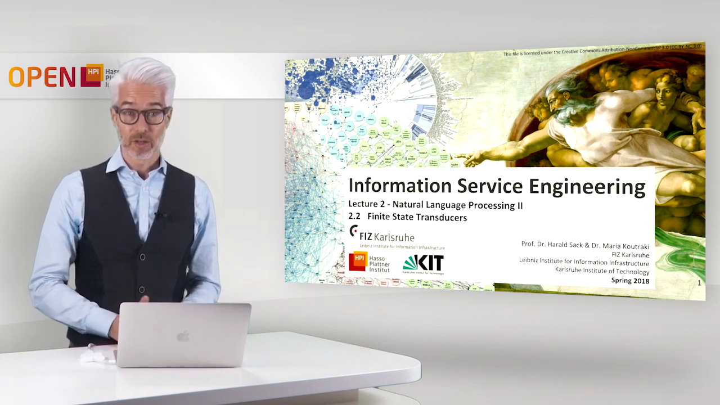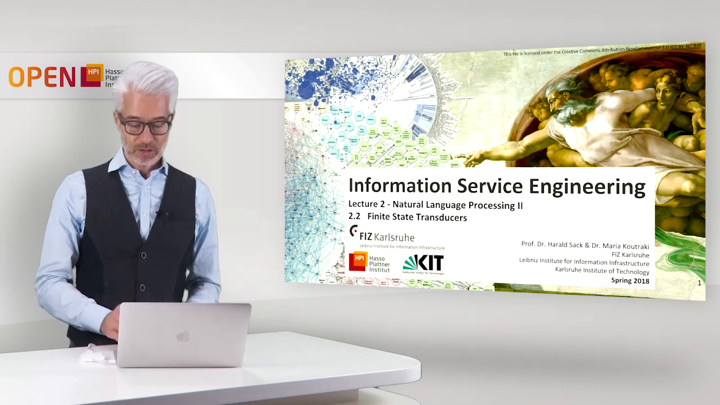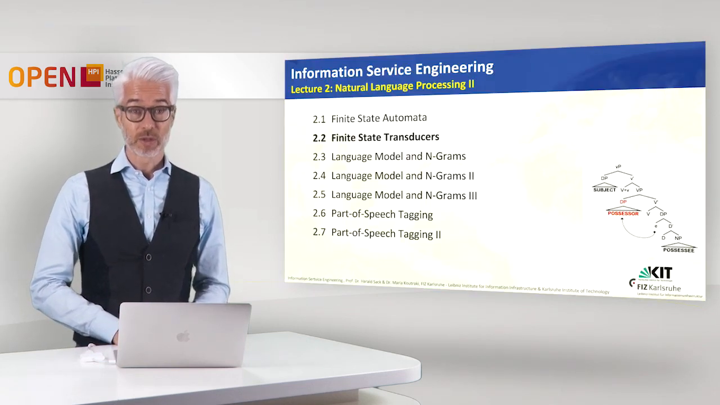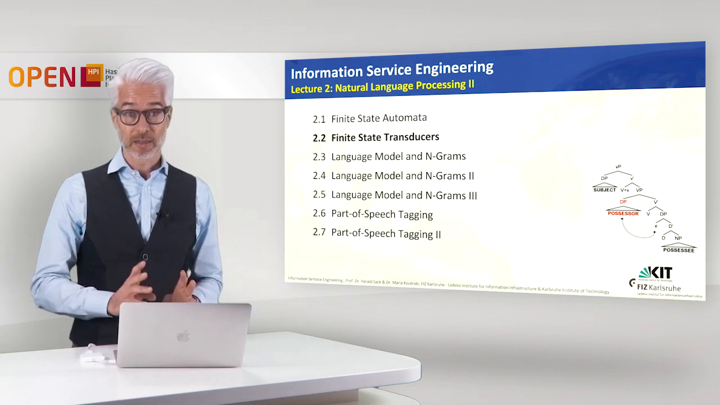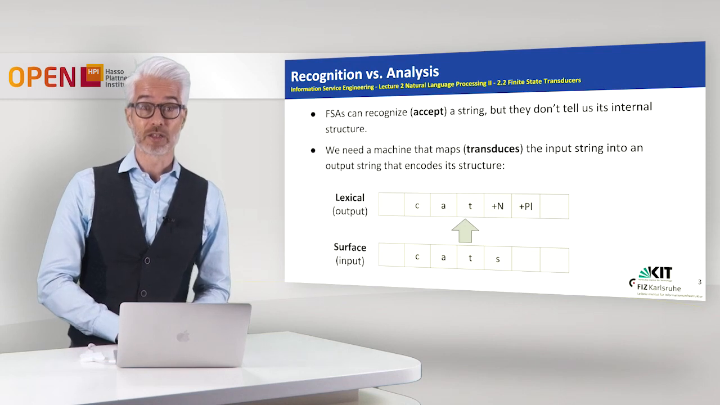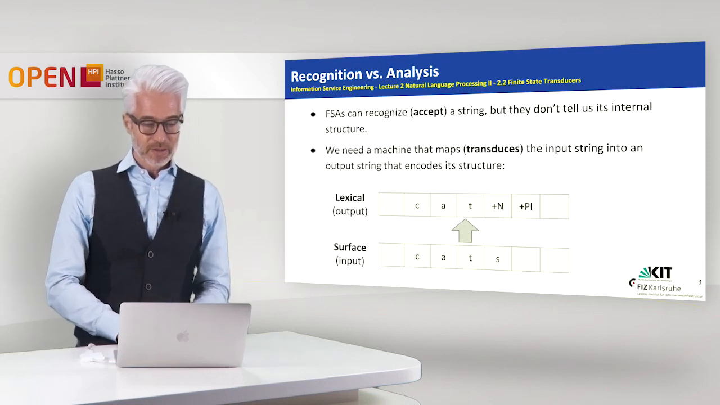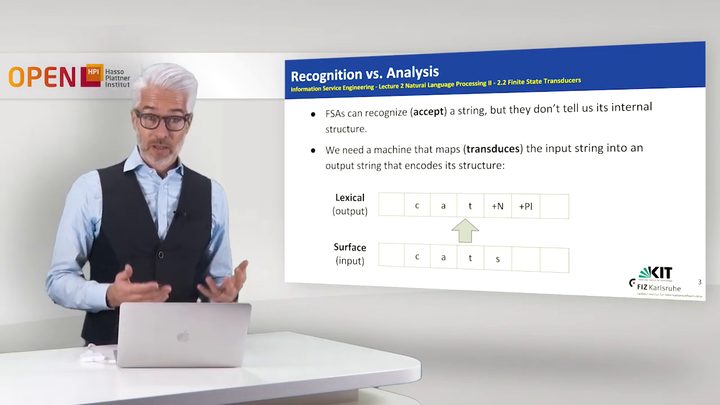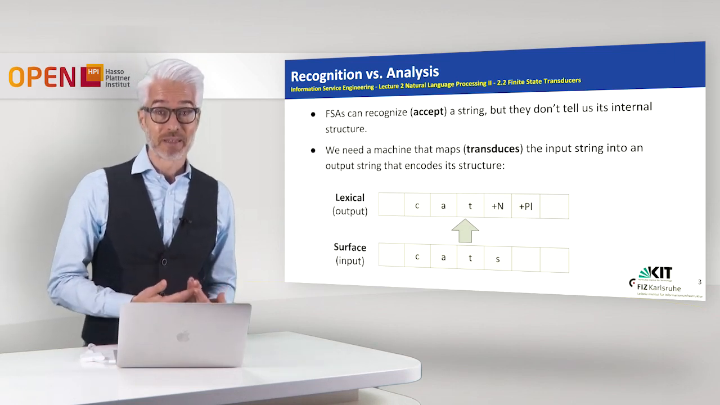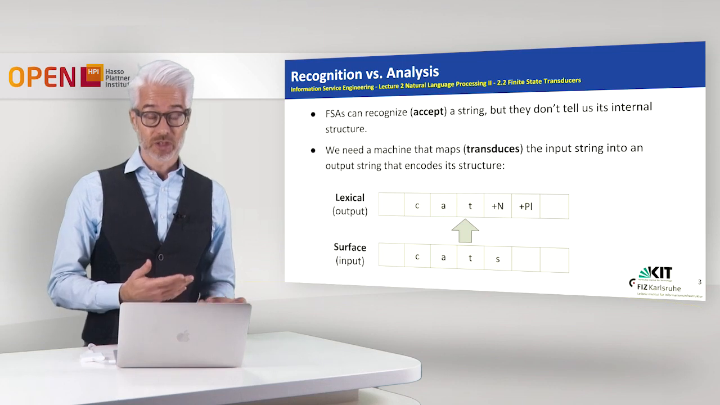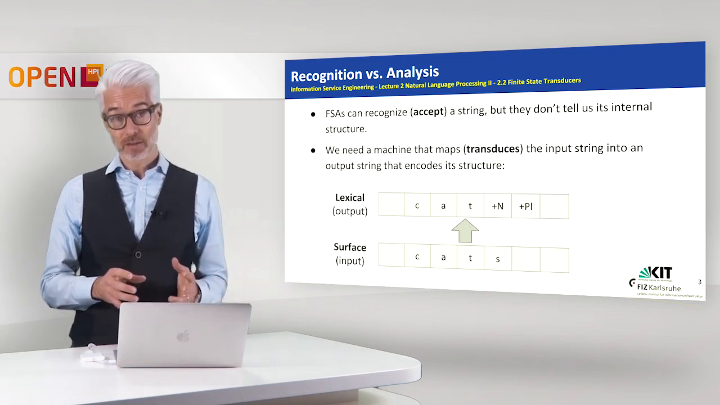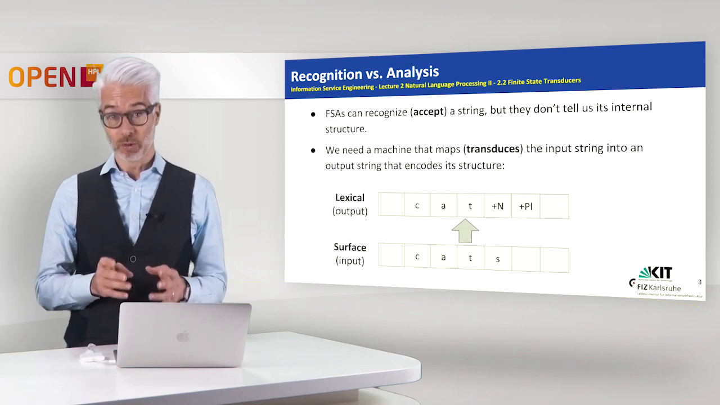This is Part 2 of the second lecture, and we will talk today about so-called finite state transducers, which are a special kind of finite state automata that we have already talked about in the last part of the lecture. As you might know, finite state automata can recognize, which means they can accept a kind of string, which is of course necessary if we want to analyze, for example, the morphological structure of a word.